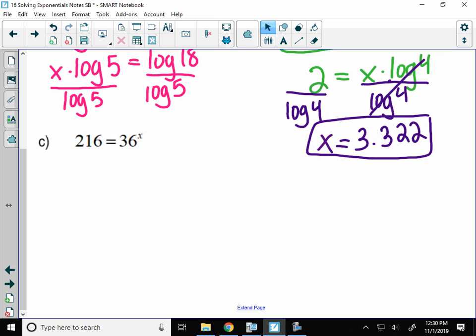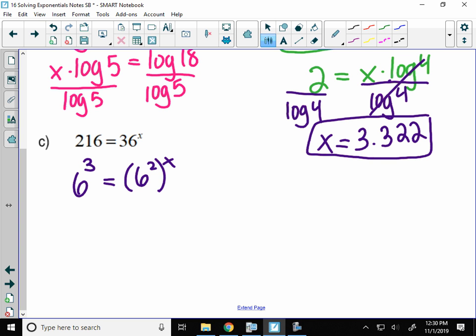All right, last one here, and then we're going to make a connection. 216 to the 3x equals 36 to the x. Can I use a common base? Yeah, I can. It's 6. So if you see that you can use a common base here, use it. It's probably faster. If not, go ahead and take the log. So 6 to what power is 216? 3. So 6 to the third. And 36 is 6 squared. So that gives me 3 equals 2x. And what's x?